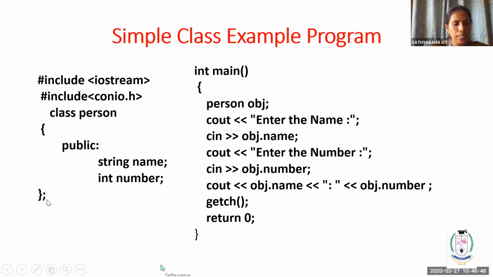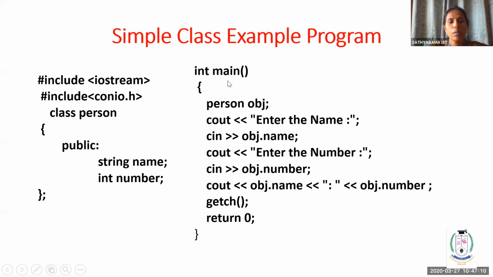Now, we are closing the class. What is the difference between the function close and the class close? The function close doesn't end with a semicolon, but the class close must be ended with a semicolon. In that way, you can easily differentiate which is the function close and which is the class close. Now you are closing the class with a semicolon.